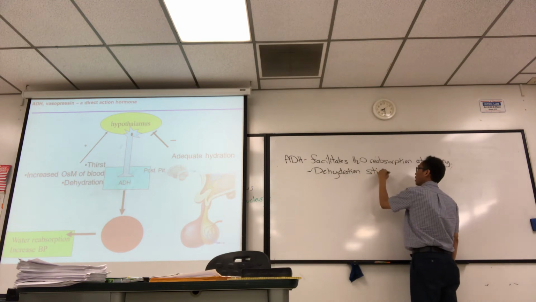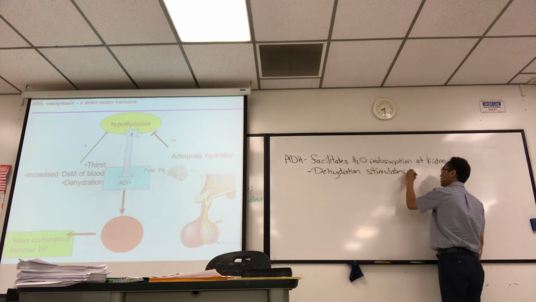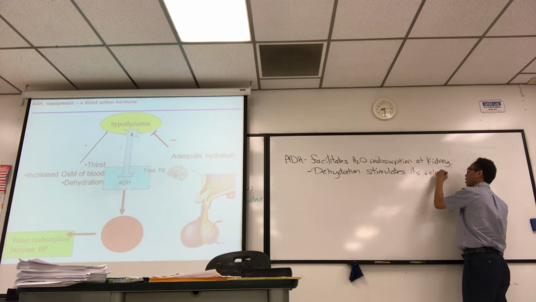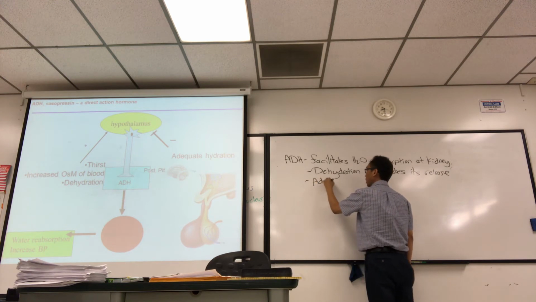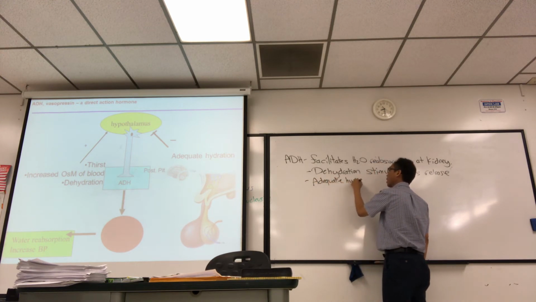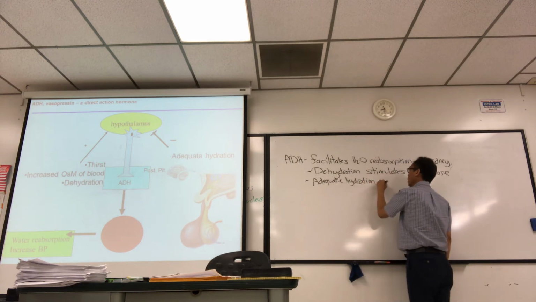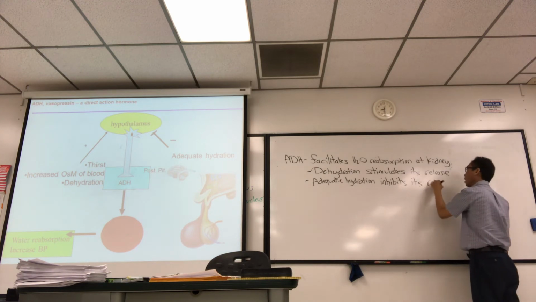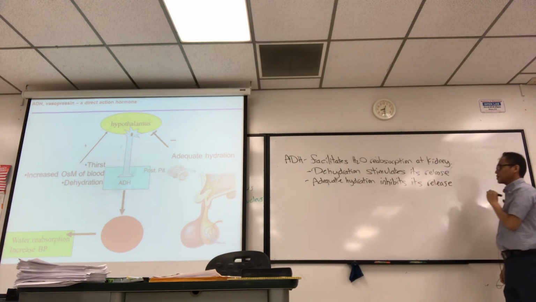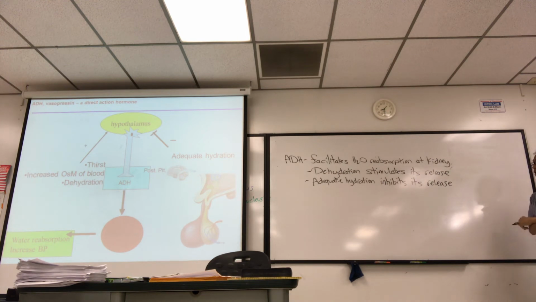Dehydration stimulates its release. Adequate hydration inhibits its release. You know, when you drink a bottle of water, the misconception is, oh, it goes right through me. Well, maybe. It's mostly you inhibit this hormone and you just allow more urine output.